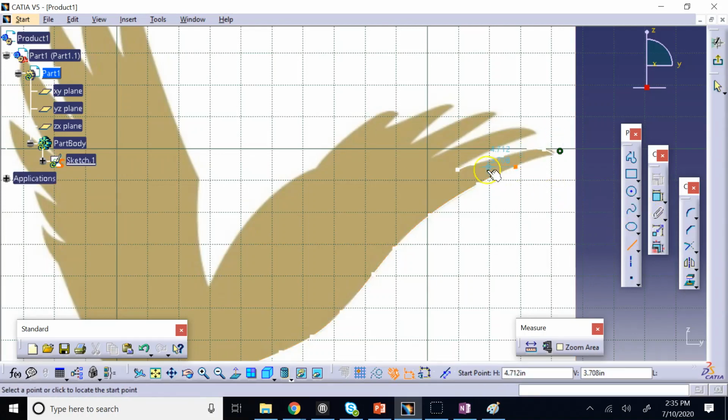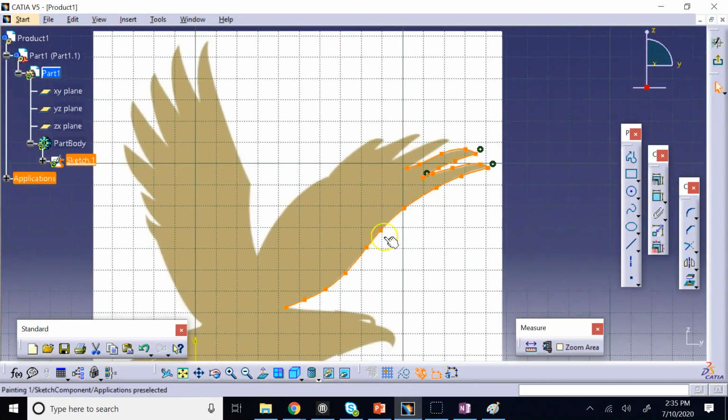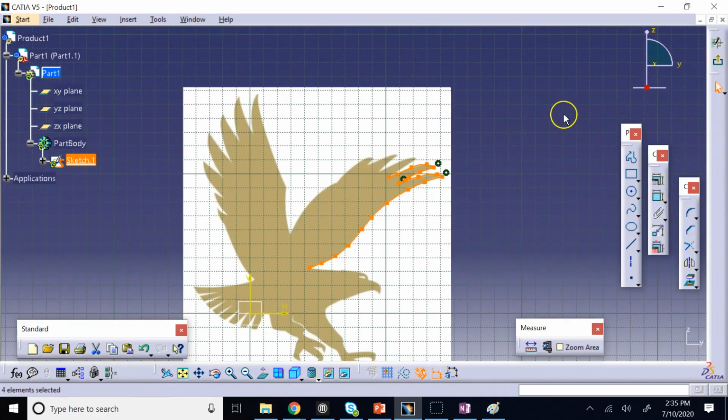Then again here, if it's a straight line, you can use a straight line. If it's a spline, then go ahead and do another one, and then another one, and another one, and you keep tracing. Make sure the endpoints are all touching each other and you have coincidence. And once you have all of that drawn and it's a closed sketch, now you can get out of there, right?